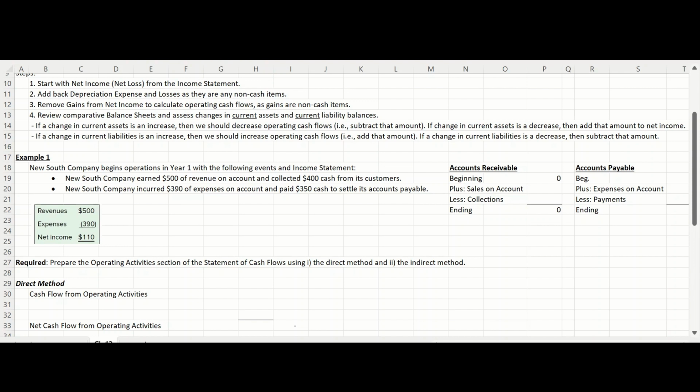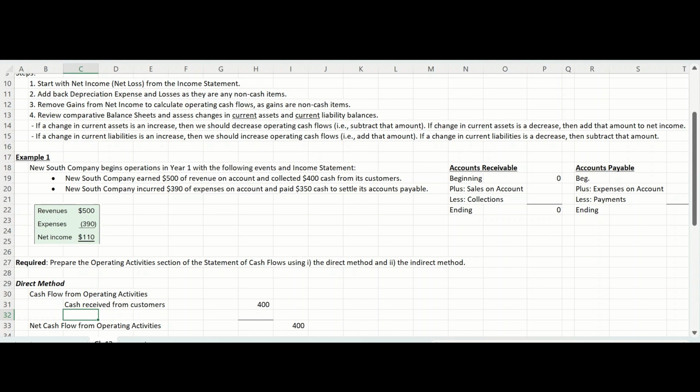So I already have here the cash flow from operating activities section starter line. We'll then need to look at the problem and see whether there was cash received or cash paid out. So in the first bullet, the company earned revenue and collected $400 of cash from its customers. So cash received from customers of 400 inflow. And in the second bullet, the company incurred $390 of expenses on account, but it paid $350 cash to settle its accounts payable.